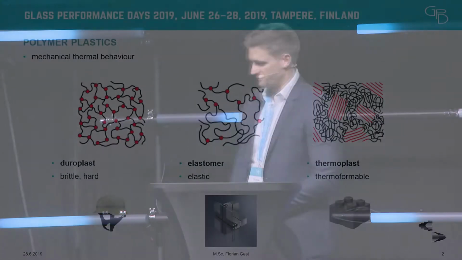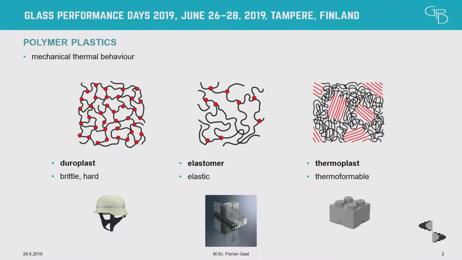So starting with a short introduction, here we have polymer plastics. You can classify polymers according to different characteristics. Here I have chosen the mechanical thermal behavior. On the left you can see a duroplast. It's a brittle, hard material. And as you can see, it's closely cross-linked. If you harden it once, it's very stable in high temperature. As the example shows, you can perfectly use it for a fireman helmet.